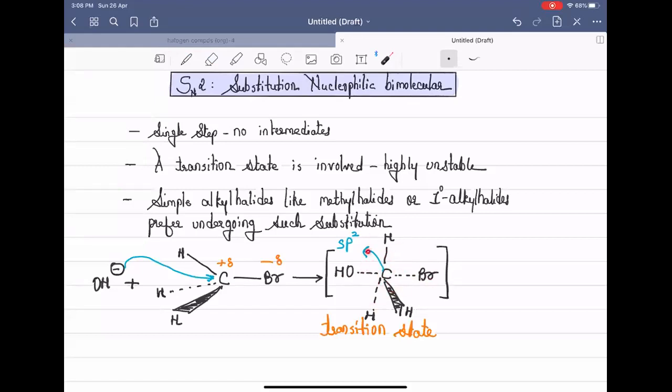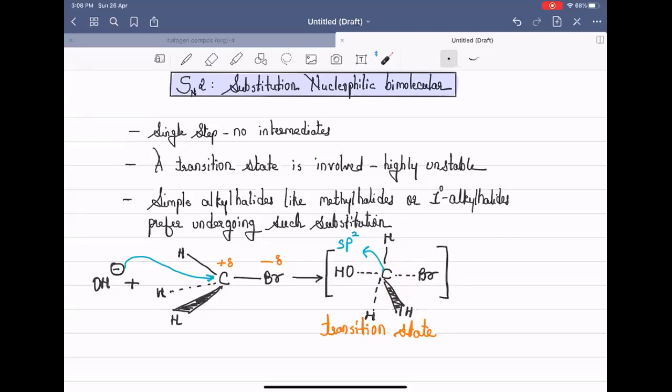So this structure, the transition state, is extremely unstable for one simple reason. This carbon has a huge electron density around it. It doesn't have enough space to accommodate the electron density that it has around it. So basically, this is a transition state and this carbon is extremely unstable.